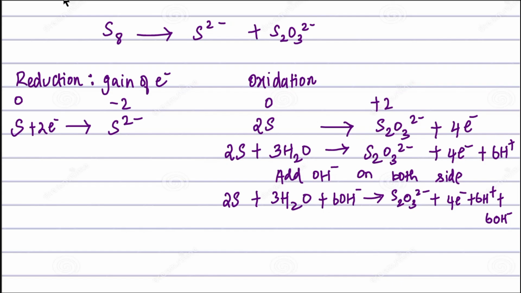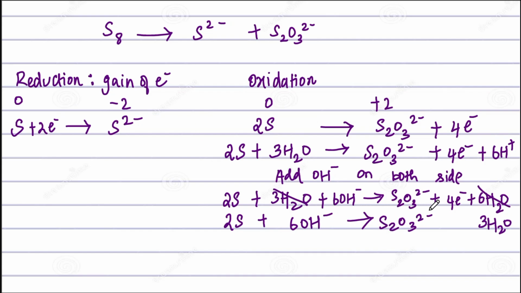Now this 6H⁺ and 6OH⁻ we can write together. H⁺ and OH⁻ give a water molecule, so 6H⁺ and 6OH⁻ will give 6H2O. Now you have 3H2O in the reactant and 6H2O in the product, so let us cancel that. Then the remaining is 3H2O. So the final oxidation half reaction is 2S plus 6OH⁻ gives S2O3²⁻ plus 3H2O.